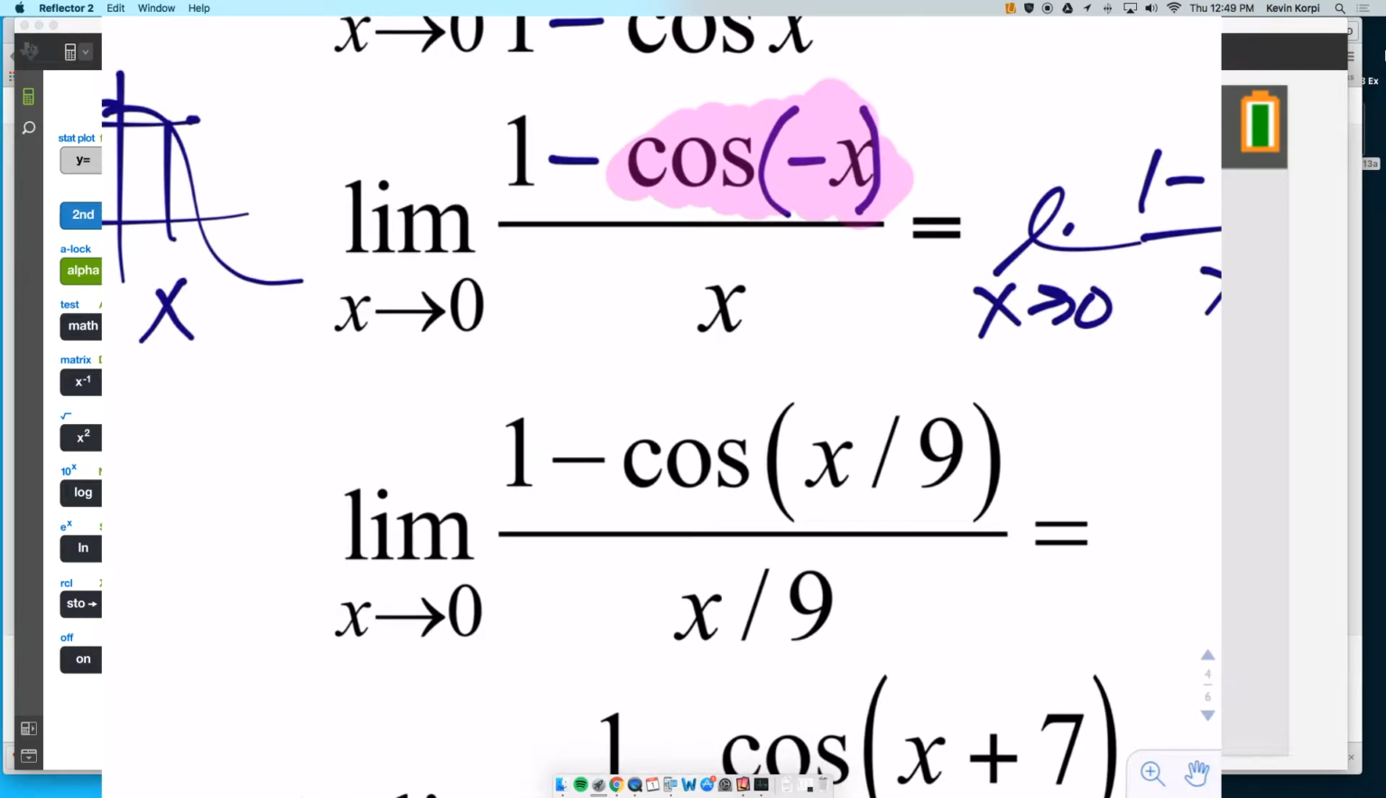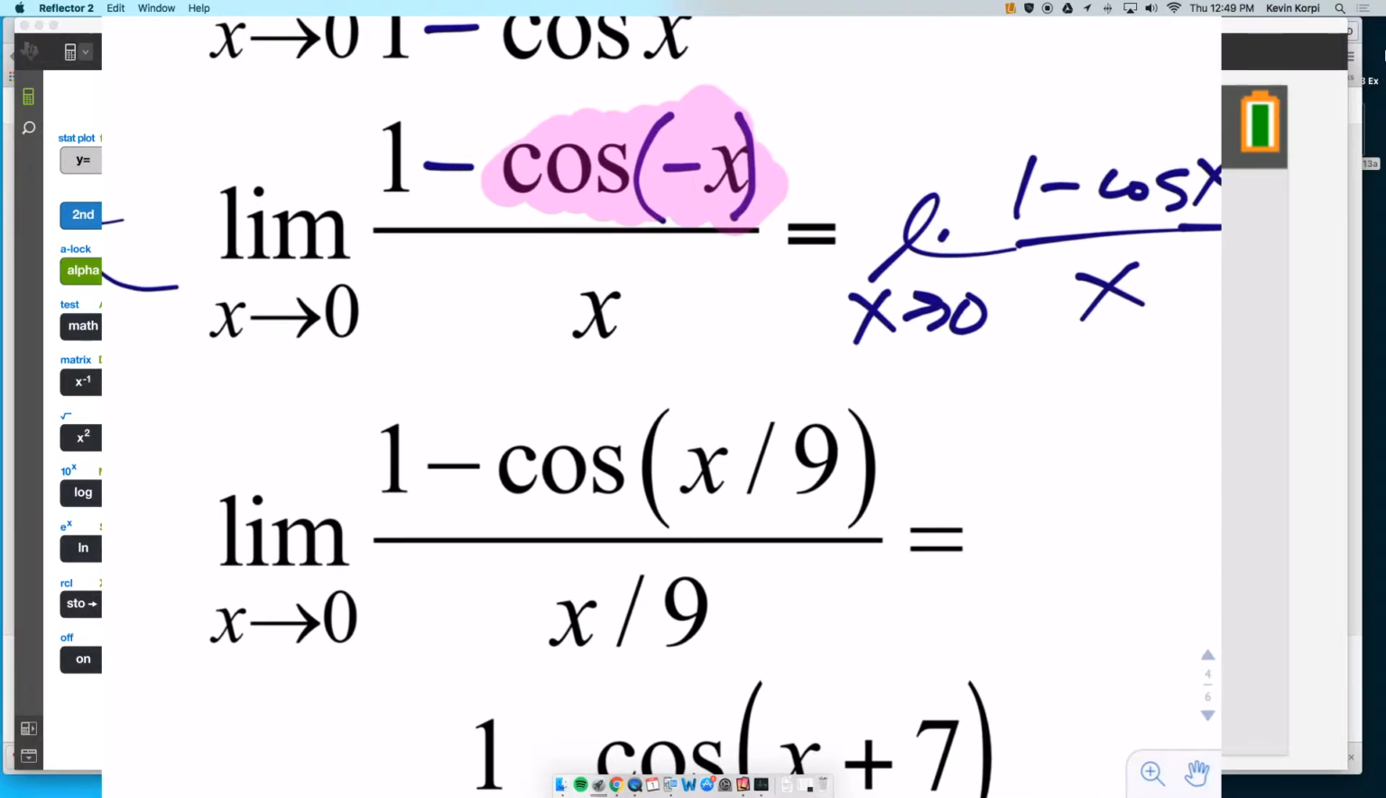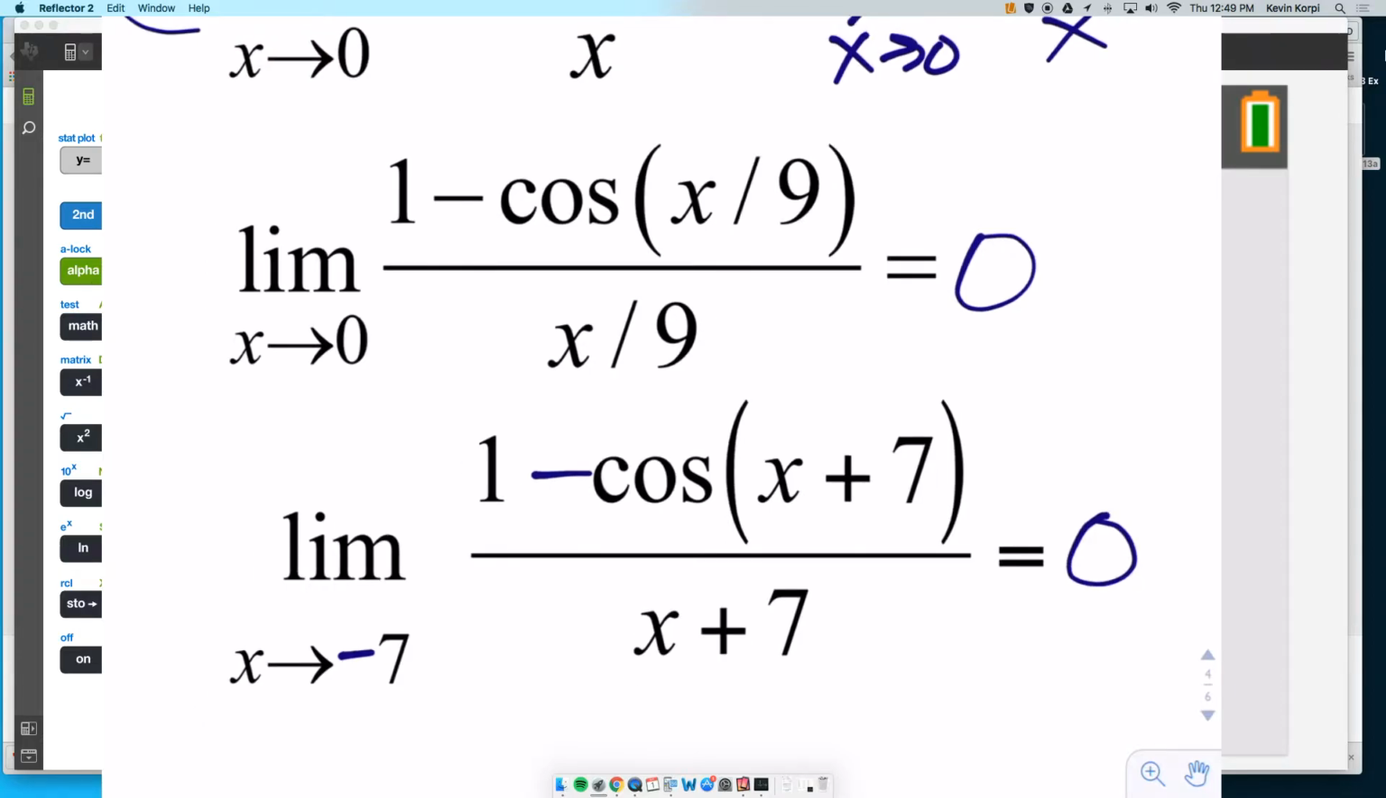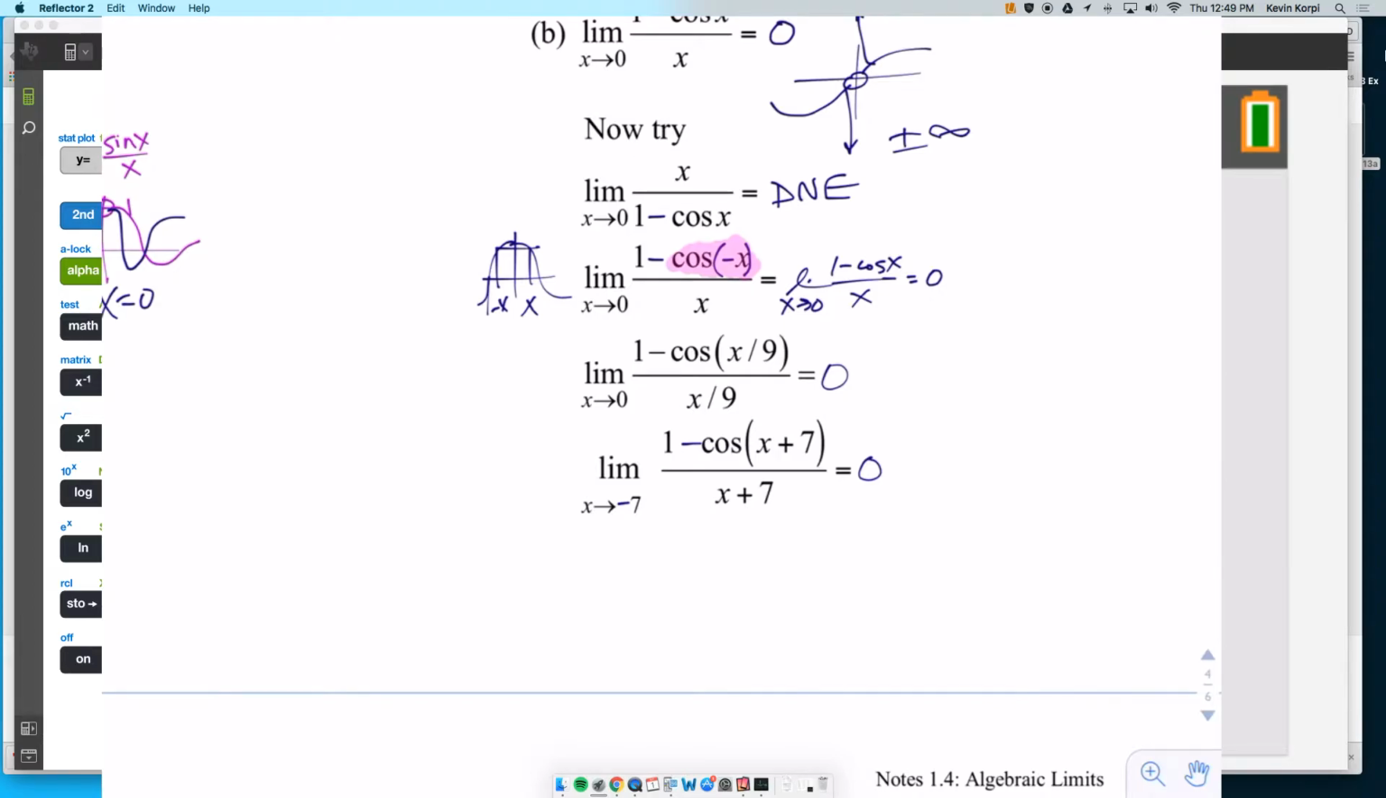What about this one? Why 0. What is replacing x with x over 9 do to the graph? It stretches it horizontally by a factor of 9. So it does change the graph everywhere except when x is 0, because 0 times 9 is 0, so it's still 0. Similarly here, as we approach negative 7, this one's still 0 because the x plus 7 now shifts our graph to the left 7, and that happens to be the value we're approaching now. Well, it was at 0, now it's negative 7, so that one's still 0, so you get the hang of it. Yeah, cool.